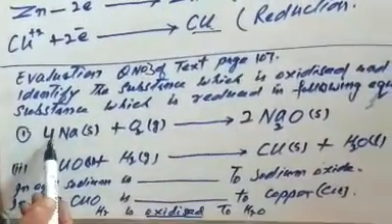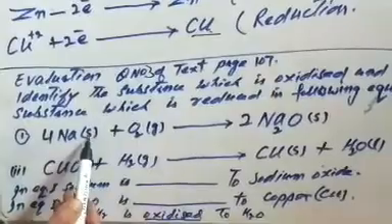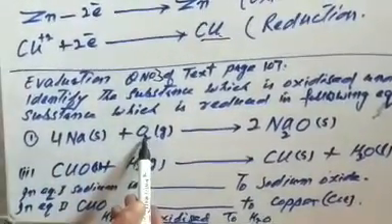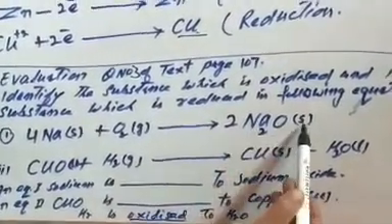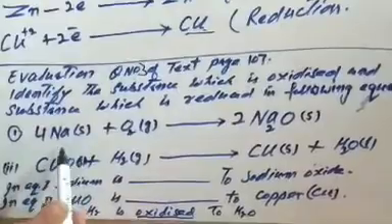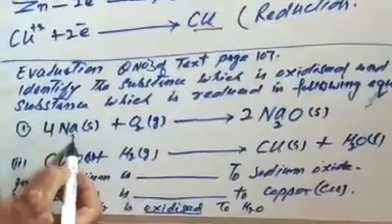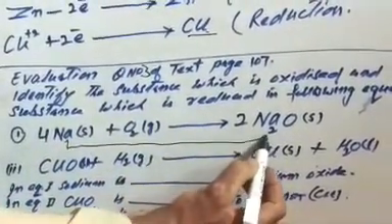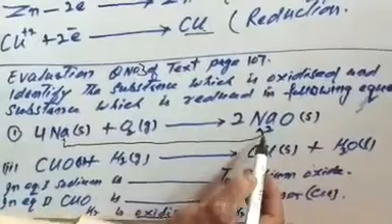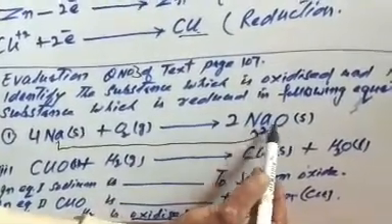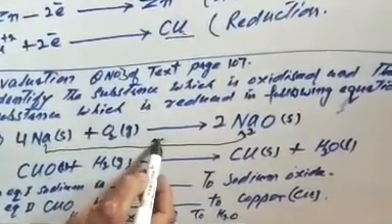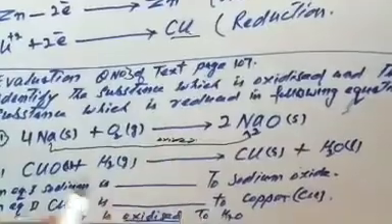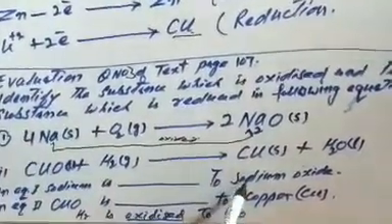The first equation is 4Na(s), the s means the state in solid form, plus O2 in the gaseous form forms sodium oxide, Na2O. Now we have to identify here which substance is oxidized and which is reduced. See here, sodium Na, what has happened to it? It has gained oxygen and has formed sodium oxide. And gain of oxygen is oxidation. So in this equation, sodium is oxidized to sodium oxide.